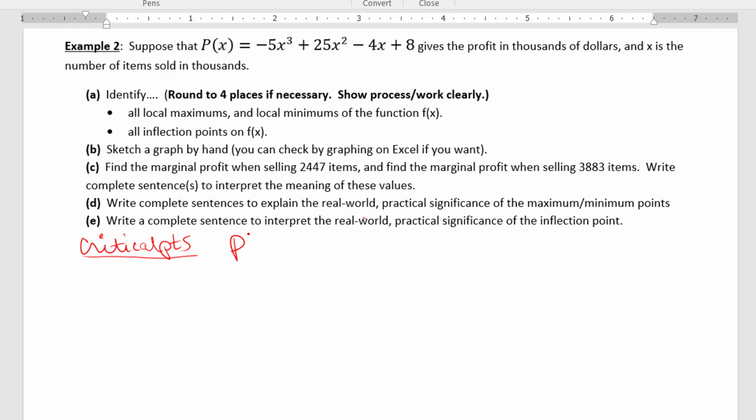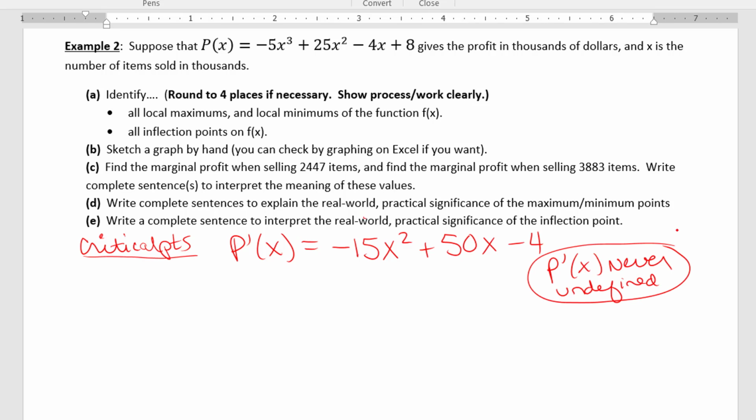So the derivative of this function, p prime of x, will be negative 15x squared plus 50x minus 4. This is a second-degree polynomial, so it is defined for all x's. There are no undefined p prime values. So I can now focus my attention on finding critical points of the variety p prime of x equals 0. I set my derivative equal to 0. I'm going to use the quadratic formula to solve this.